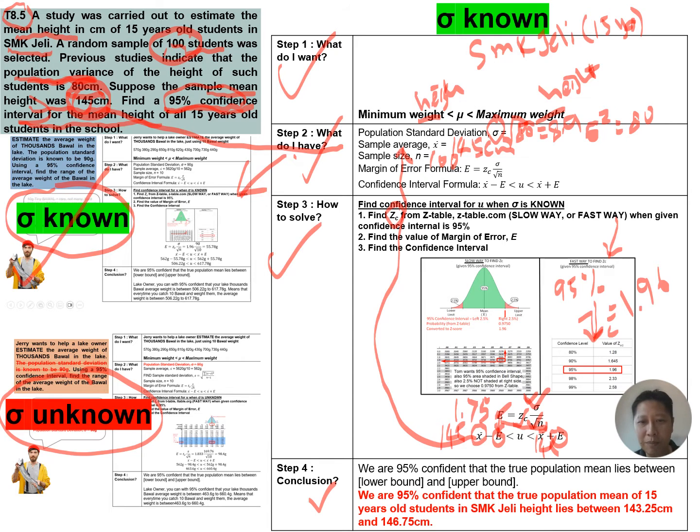We are 95% confident that the true population average mean of SMK Jelly student heights lies between 143.2 to 146.73.